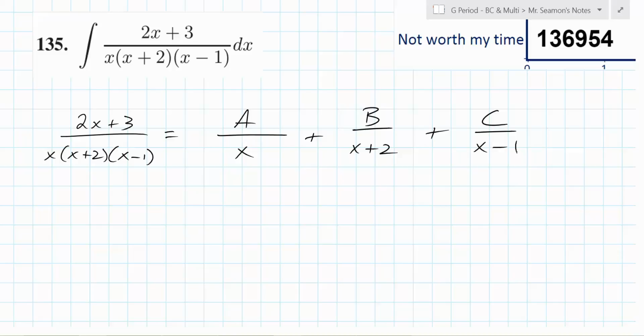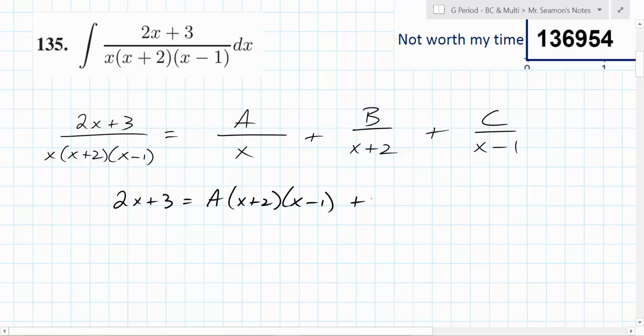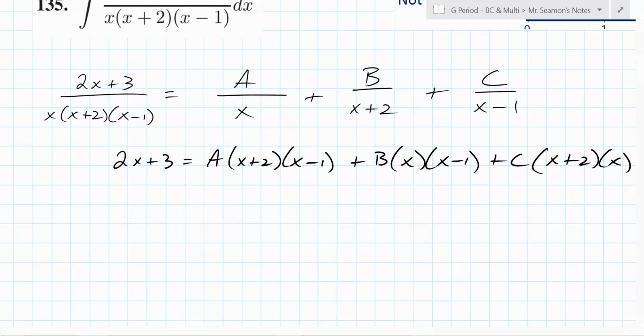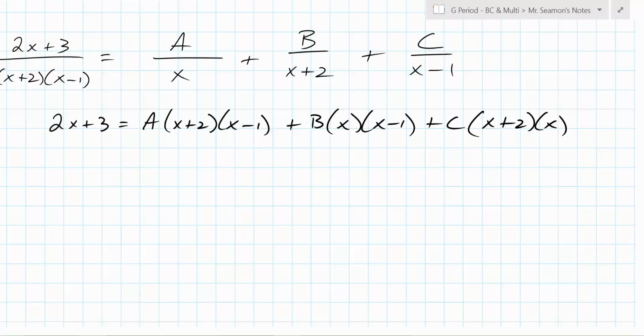Multiply everything by that denominator, what do we end up with? We end up with 2x plus 3 equals A times (x plus 2) times (x minus 1) plus B times x times (x minus 1) plus C times (x plus 2) times x, right? So it doesn't look like that's super helpful because you're like, man, I have x's and an A and a B and a C. And usually if you have 3 or 4 variables, you need 3 or 4 equations. In this case, you don't, because this statement has to be true for all values of x.